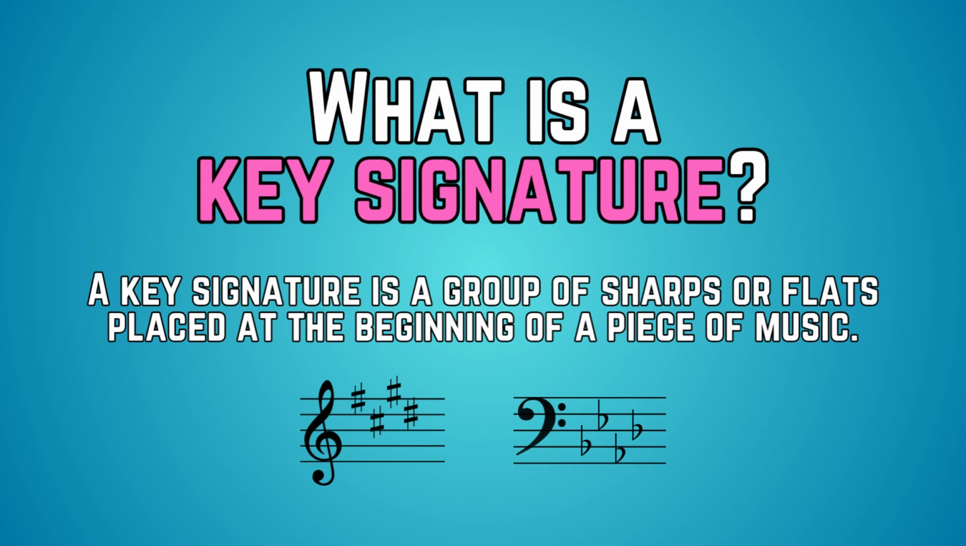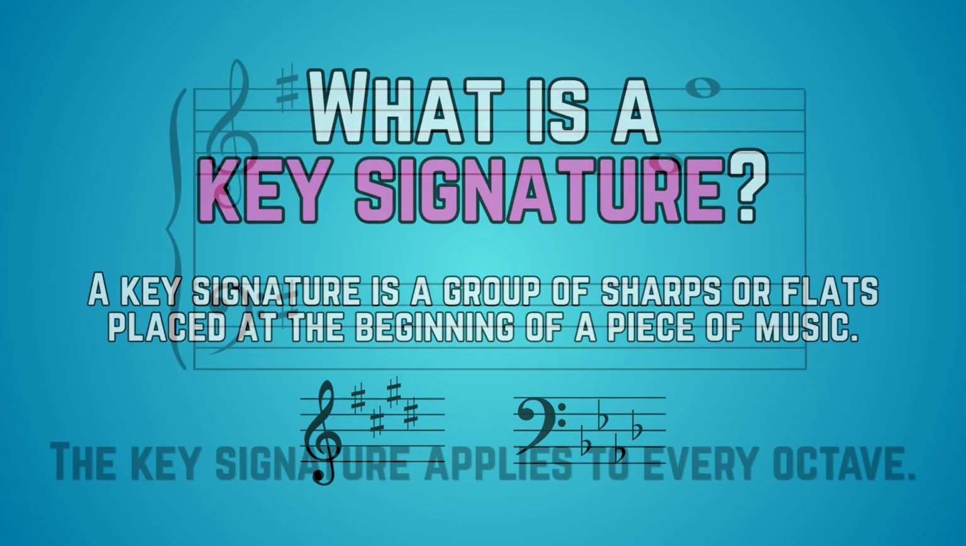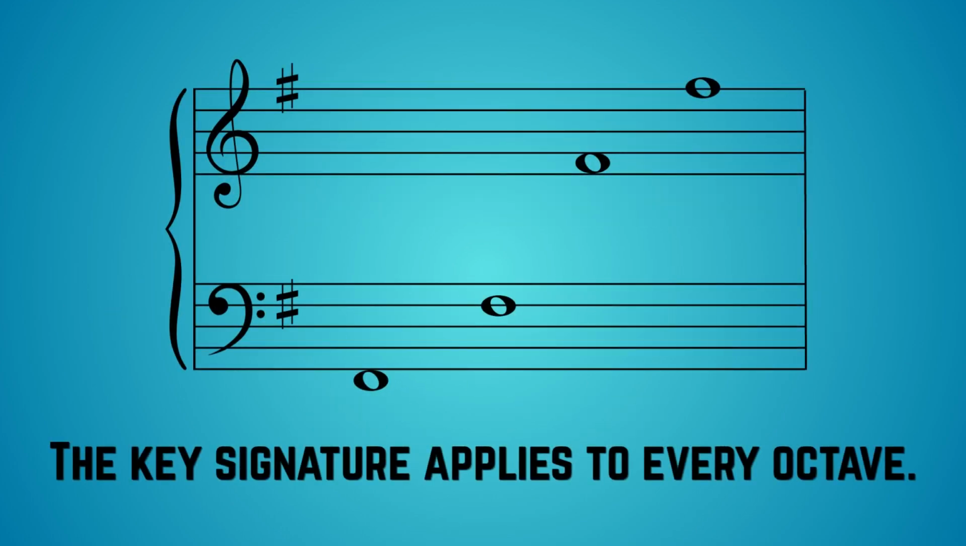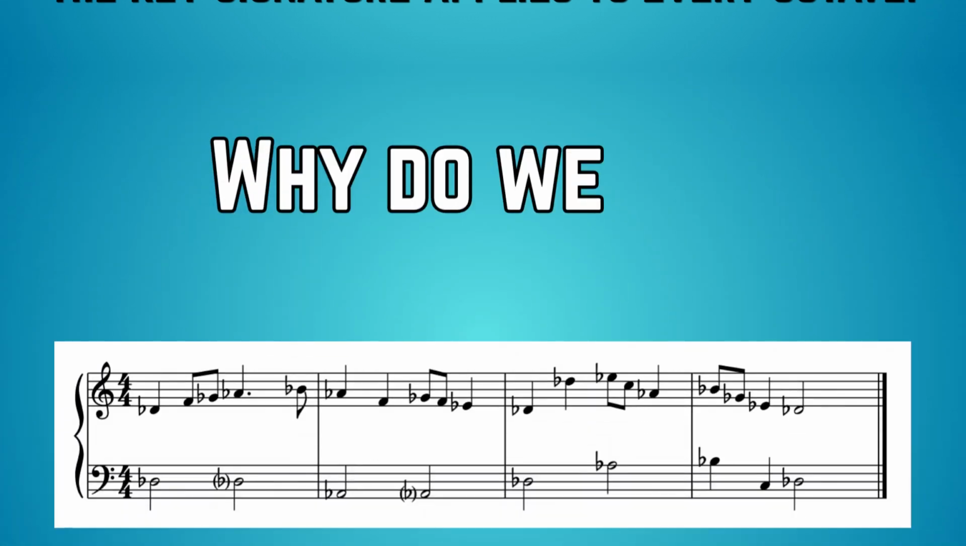For example, if F sharp appears in the key signature, every F in the music will normally be played as F sharp, even if a sharp symbol is not written beside each individual note. A sharp or flat in the key signature applies to that note name in every octave. This helps keep written music much clearer and easier to read.